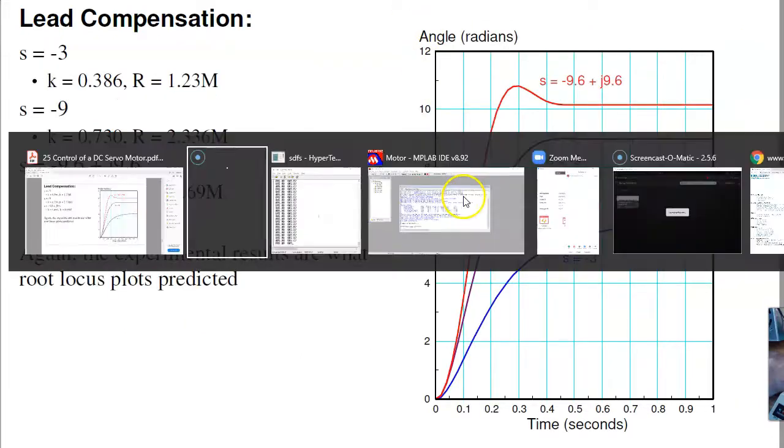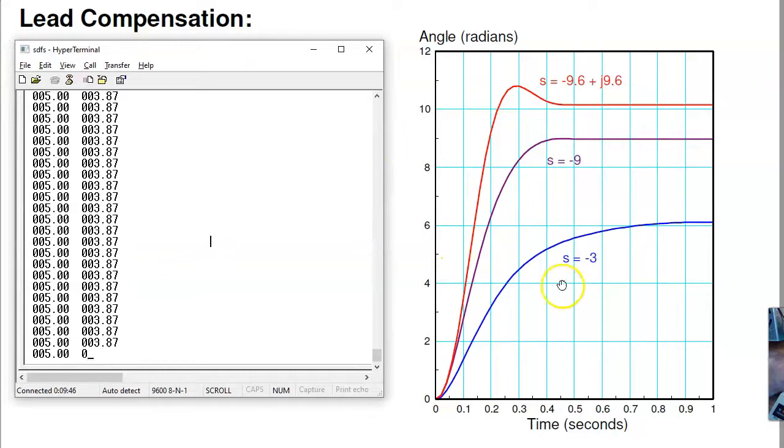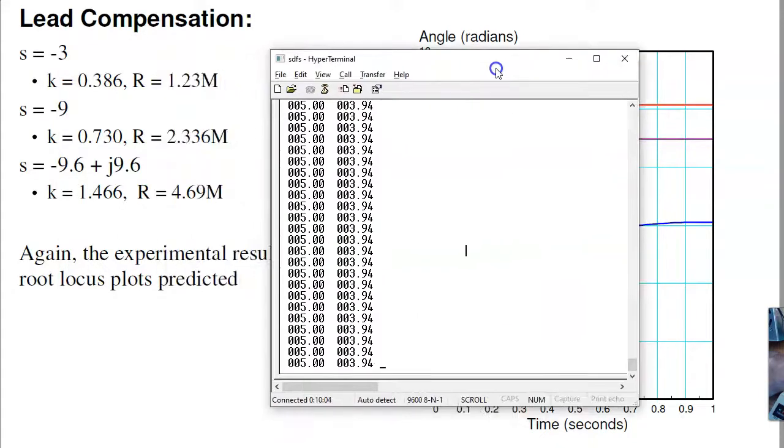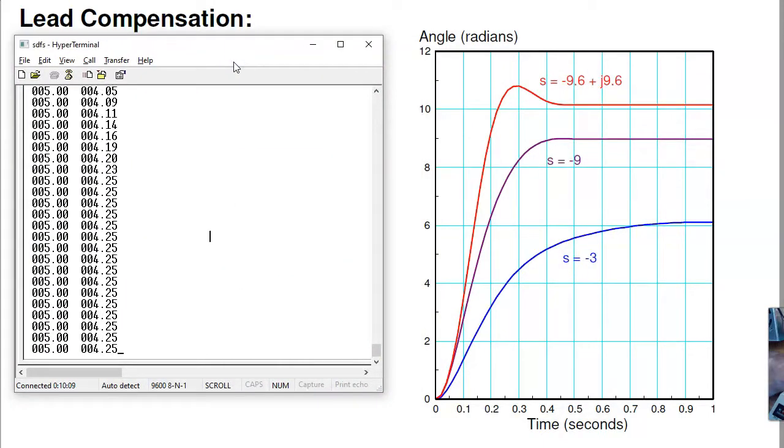So if I try that, bring up HyperTerminal so you can see what's happening. This is the pole at -3. If I give it a step input, again I've got a little bit of static friction causing error for the step input, but no overshoot like I expect. Put the pole at -9. That should be K or R is 2.3 meg. Okay, that's a much quicker system. That's the purple line. Settling time should be 4/9 of a second, about half a second.